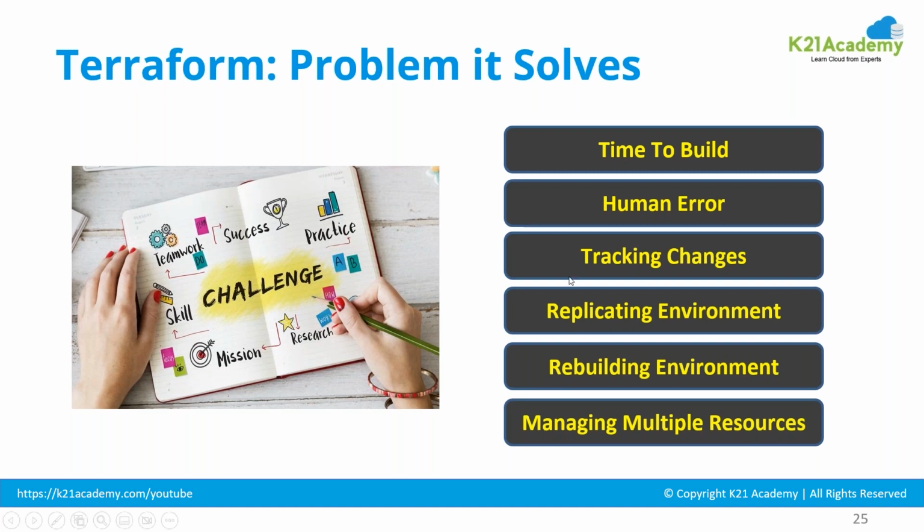Human error: when you are doing things in a repetitive way, or say you're doing the manual way, there is a lot of chance of human error. You couldn't track the changes earlier, but now with Terraform, if you have versioning enabled, all the changes can be tracked. You can replicate the environment, you can rebuild the environment, and you can manage almost all the resources.